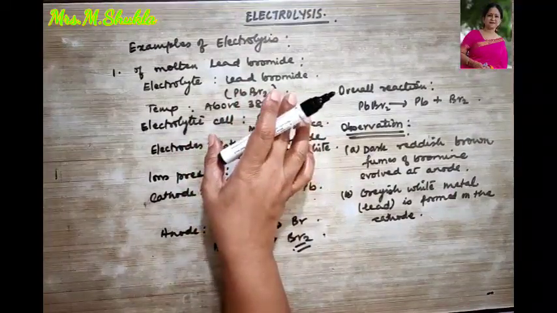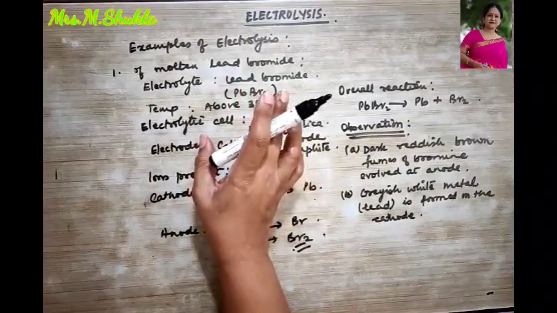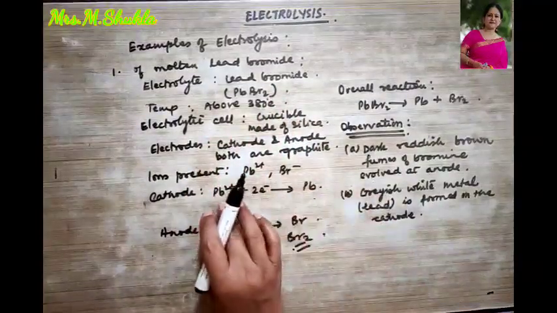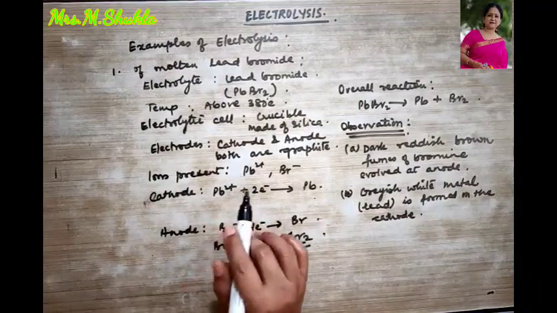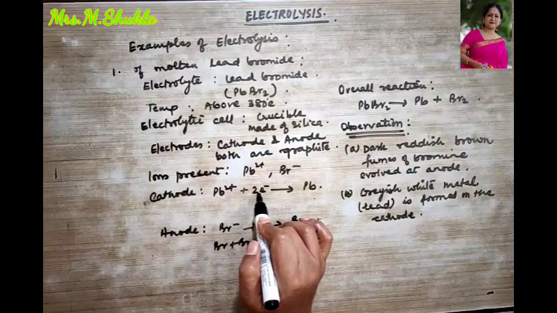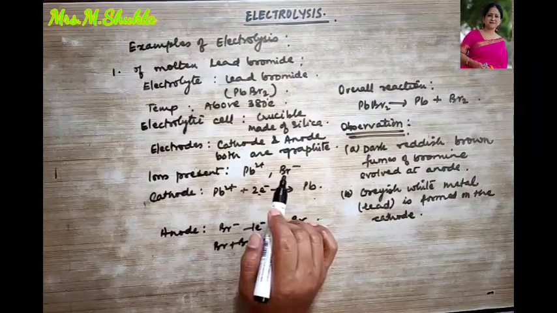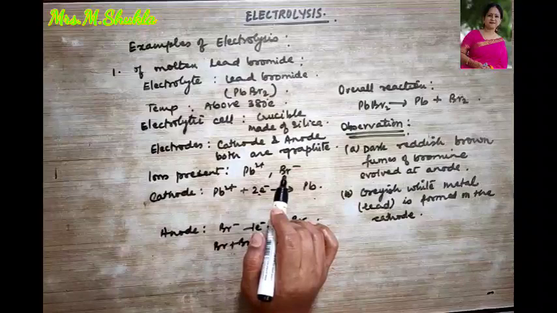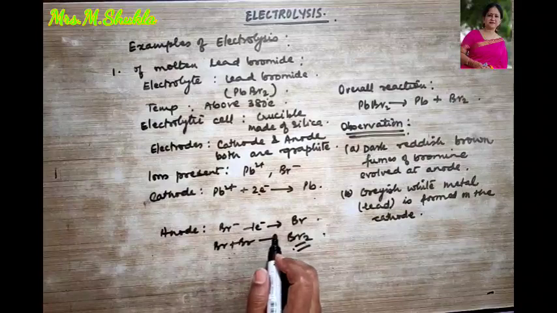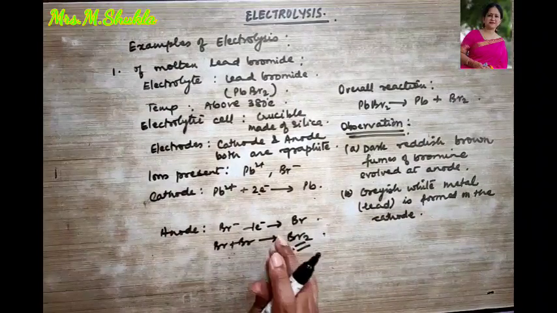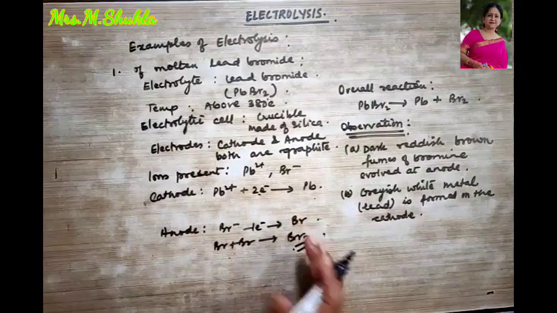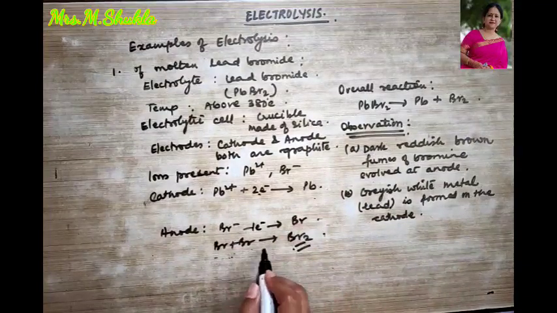So when the current is turned on, the positive lead ions always migrate where? Towards the cathode, right? Here it will take 2 electrons and then become neutral. Fine. Now the negative bromide ions come in contact with the anode and give an electron each and become bromine atoms. So these two atoms combine, Br and Br, to give you bromine.